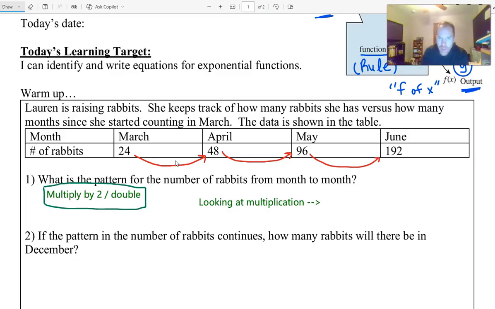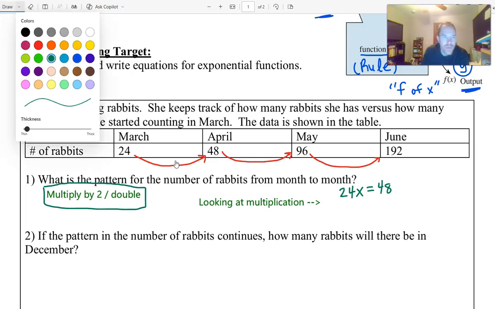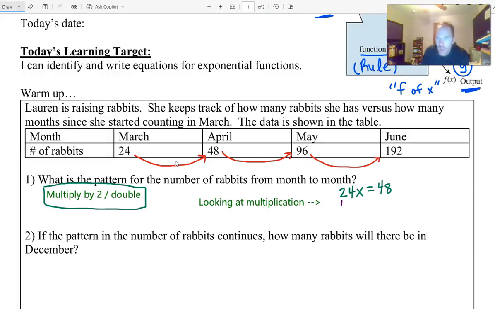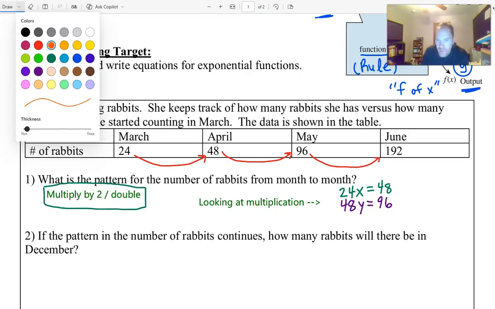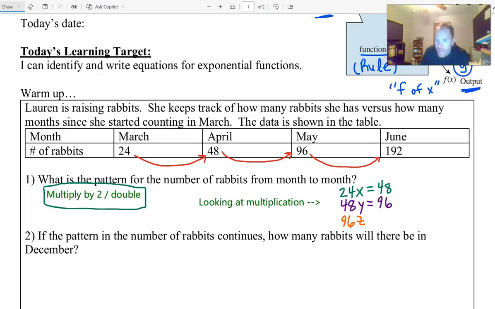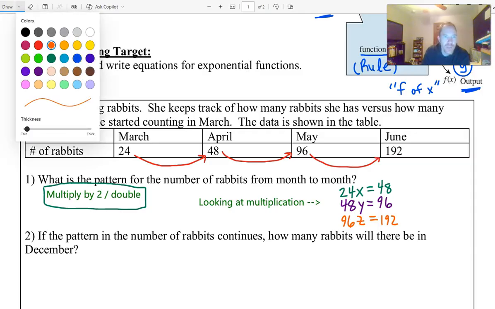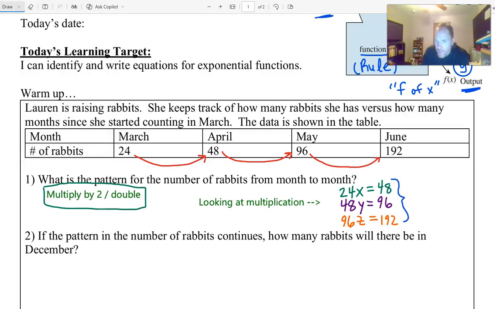If we're thinking to ourselves multiplication, I could say, well, what if I start with 24, I multiply by some number, call it x, and I get 48? Or what if I start with 48, I multiply by some number, I'll call it y, in case it's different than x. Start with 48, multiply by some number y, and I get 96. I start with 96 and I multiply by some number. I'll use a different variable here in case it's a different value than x or y, and I get 192. Well, all 3 of these equations, if you solve them, your variable value is 2. All variables will equal 2.